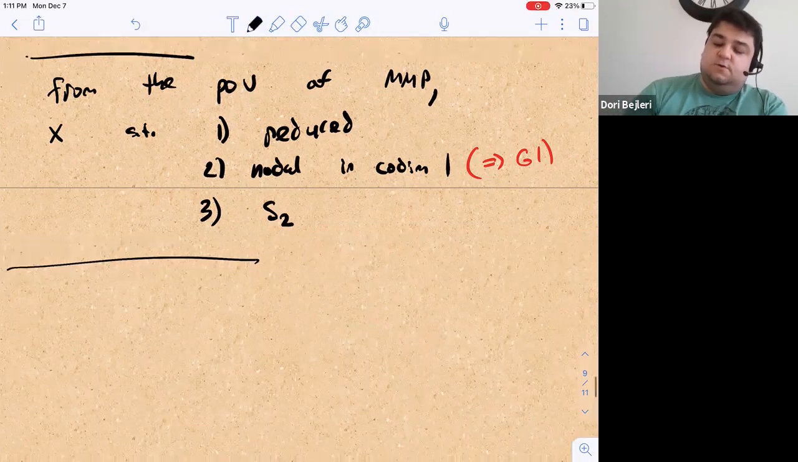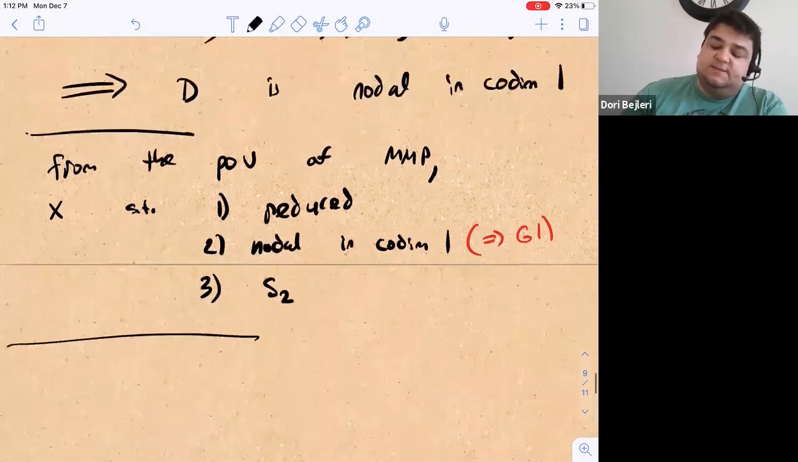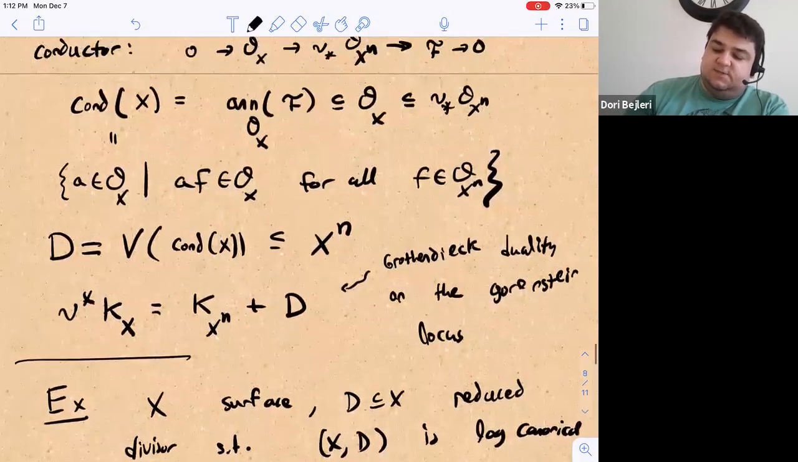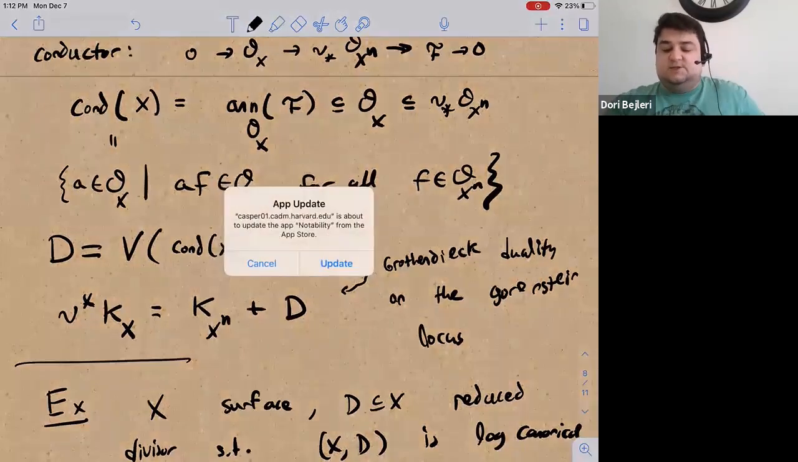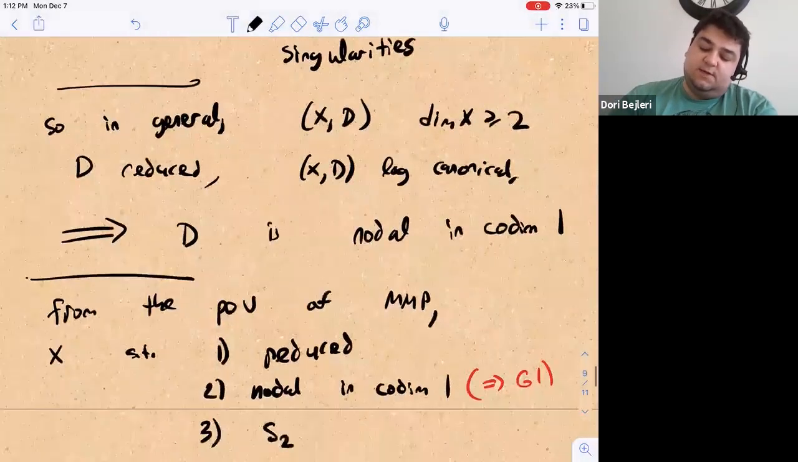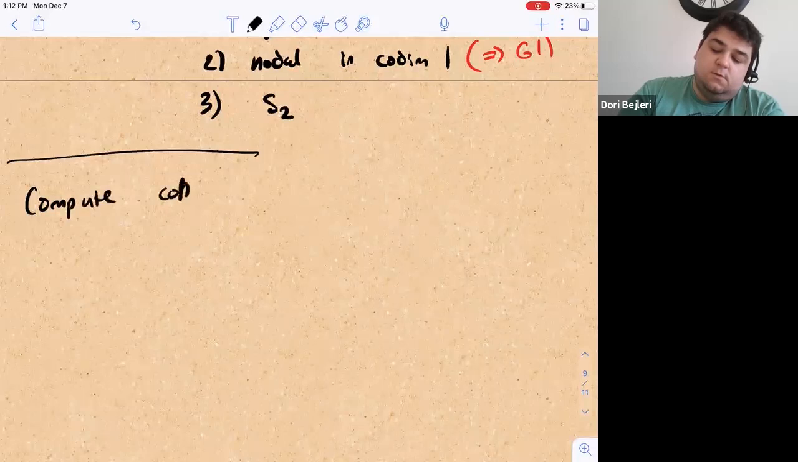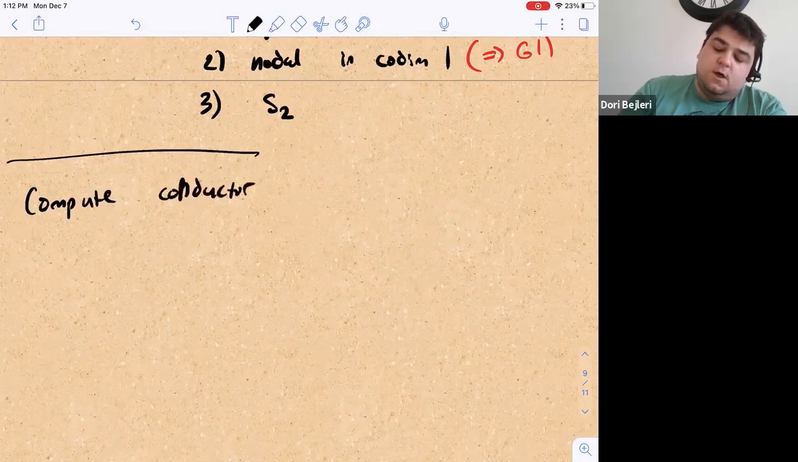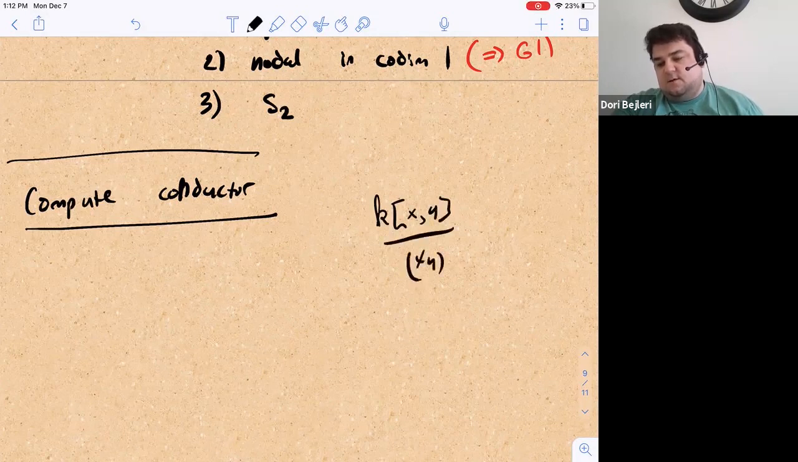Okay, great. So let's say that we're in this case where we're nodal in codimension 1. Let's study what the conductor looks like in this case. So we saw that the conductor measures how the canonical changes when we pull back the normalization. So let's compute it in this nodal case. The computation of the conductor is local. So if you want, you can compute it by studying the case of kxy mod xy.